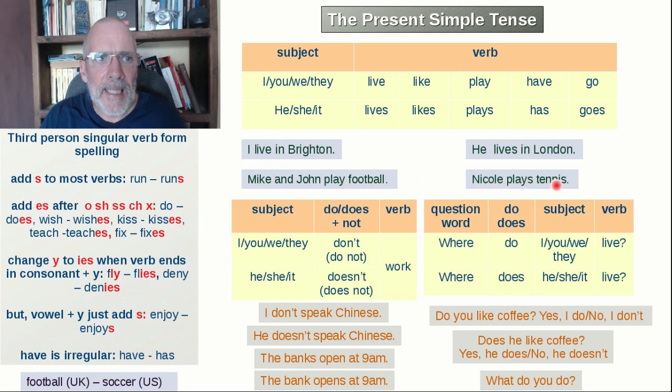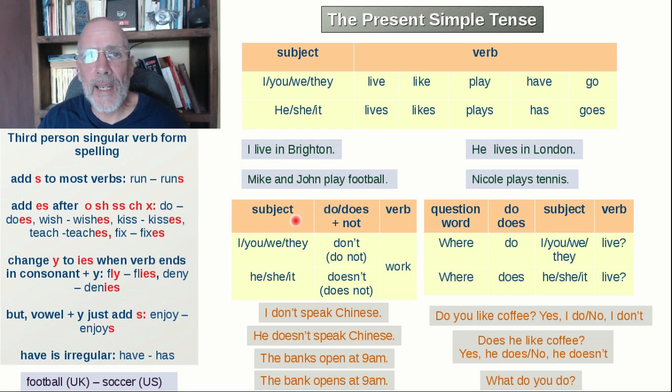Nicole plays tennis. Here Nicole is a she, it's third person singular, so we need to change the verb to the S form. Okay, very good. Let's continue with the present simple negative. How do we form the negative of the present simple?